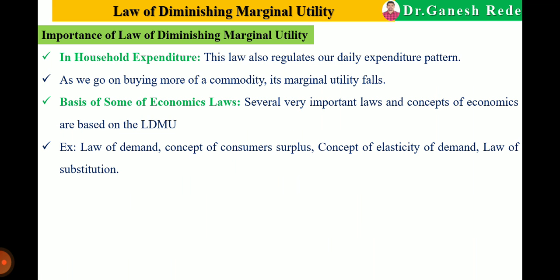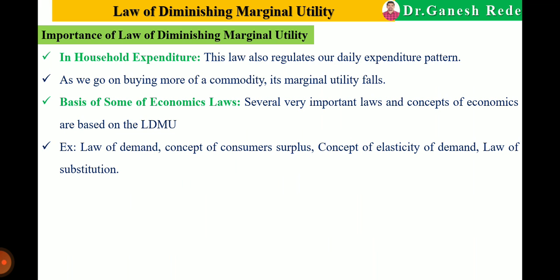Next, in household expenditure, this law regulates our daily expenditure pattern. As we go on buying more and more of a commodity, its marginal utility falls. Suppose you buy the same commodity every day, its marginal utility will decrease.